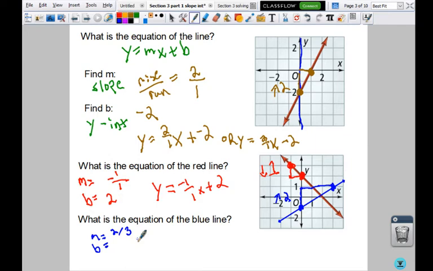Alright, I need my b. And Robert, where's the b at? Like where does my graph have to cross to find the b? Which axis? The x-axis? Where it crosses the x-axis? The other one. Y-axis. Where it crosses the y-axis, the up and down one.